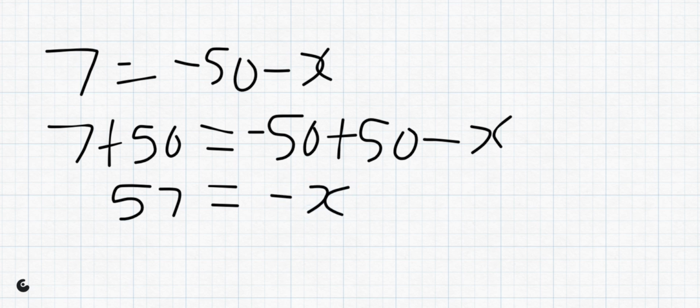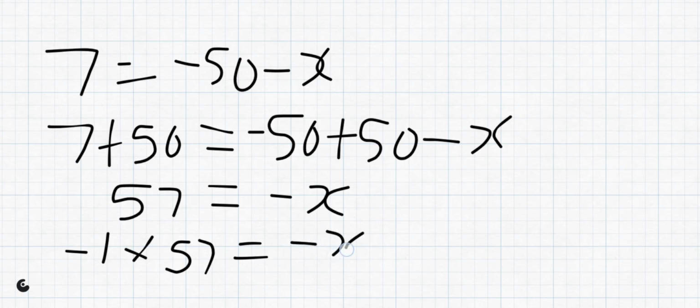Now again, we are looking for x. Now we're having minus x. What do we do? We multiply both sides by minus 1. So we have minus 1 times 57 is equal to minus x times minus 1.